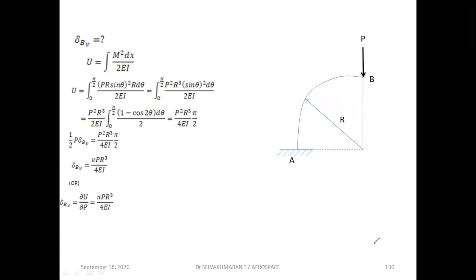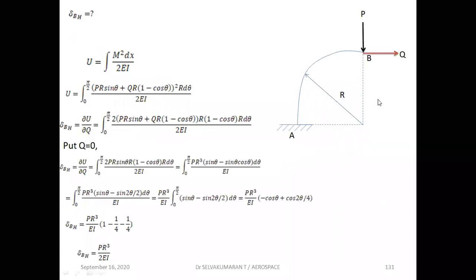Now if I want to find out the horizontal deflection at B, we have to introduce an imaginary point load at B, that is Q, acting on the right hand side. For example, if you wish, you can put it on the left hand side also. If you get a positive value, it means our assumed direction is correct.